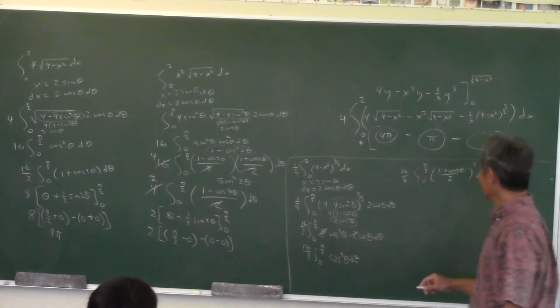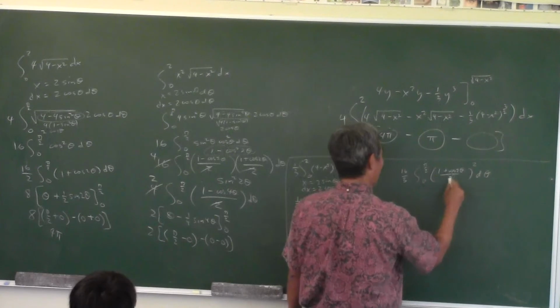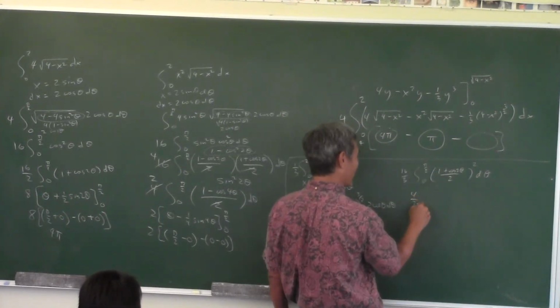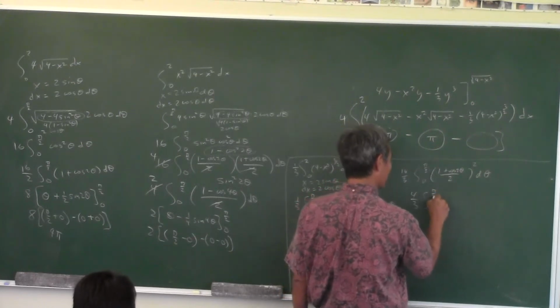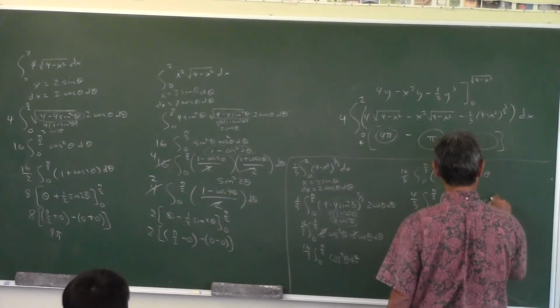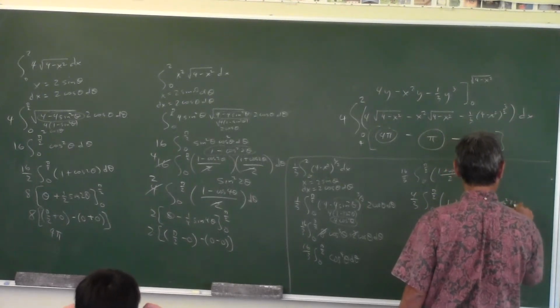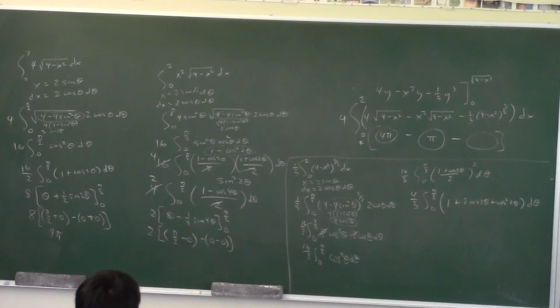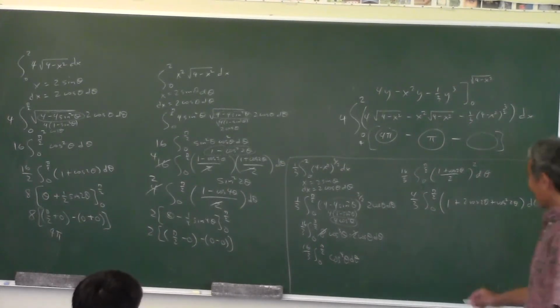This is fun. Okay, now when you square this, it becomes a 4. That cancels into the 16, so you get 4/3 integral 0 to pi over 2. And then you're going to have 1 plus 2 cosine 2 theta plus cosine squared 2 theta. Tell me if I make a mistake, because there's lots of places where you can make mistakes. Okay, 4/3.